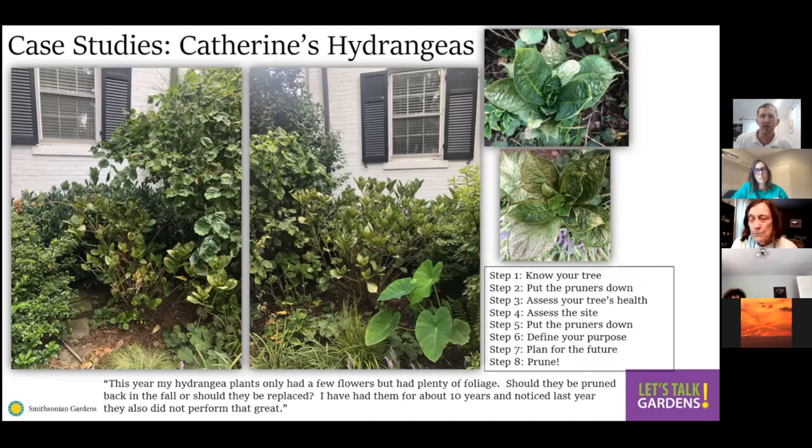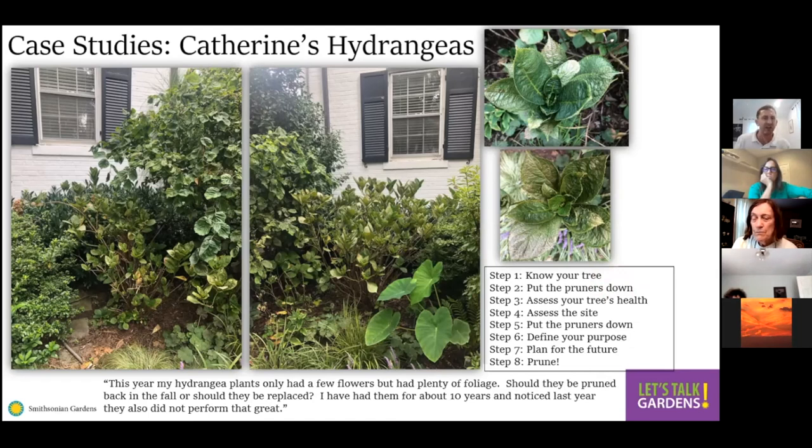And then I know you mentioned blooms as an issue, so they bloom best when the light is right. If it's too shady, they may not bloom. And then of course, if they're getting scorched by full sun all the time, they may be a little bit unhappy and not blooming all the time. So again, step two, not really time to prune yet, but you've done the research on the plants.